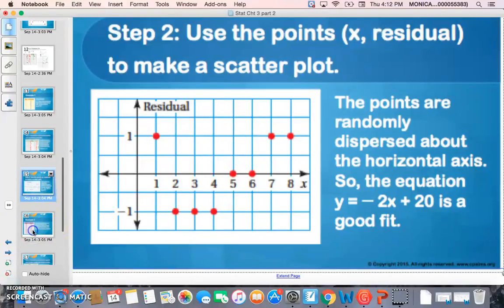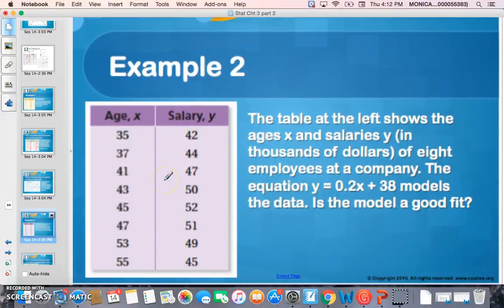All right, let's look at another example. Again, these examples are from cpalms.org. So I've got this table on the left and I'm looking at ages and salaries. And my salaries are in thousands of dollars. And so what I want to know is if this model right here, y equals 0.2x plus 38, is that a good model for this data? Is that a good line of fit or regression line, trend line, whatever you want to call it?